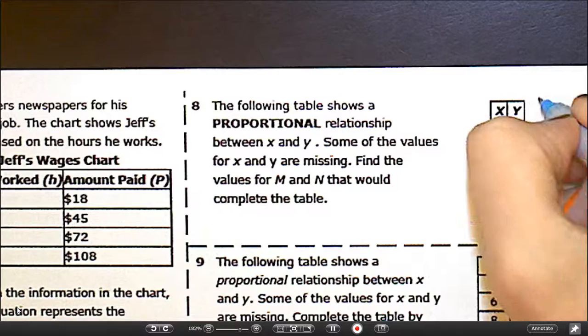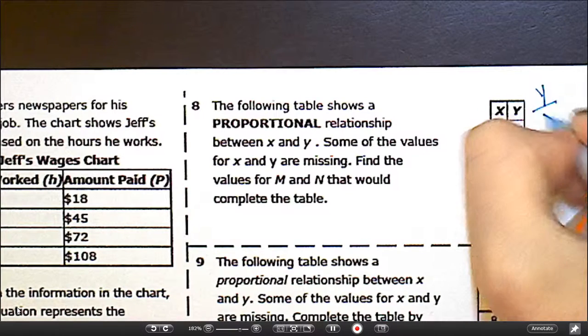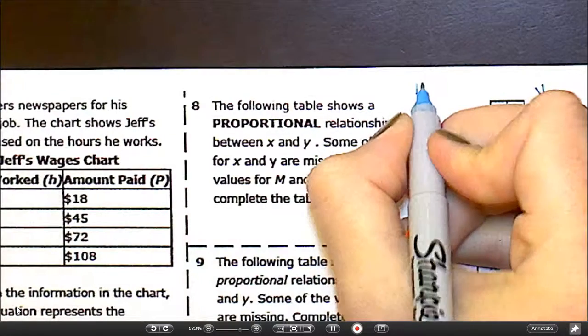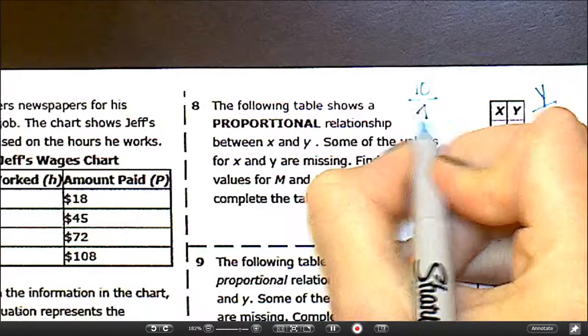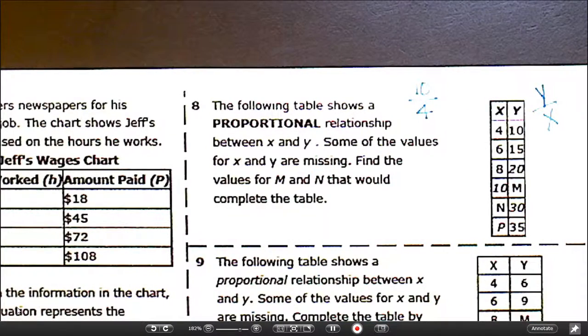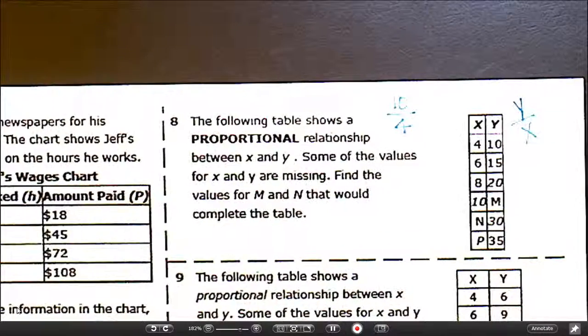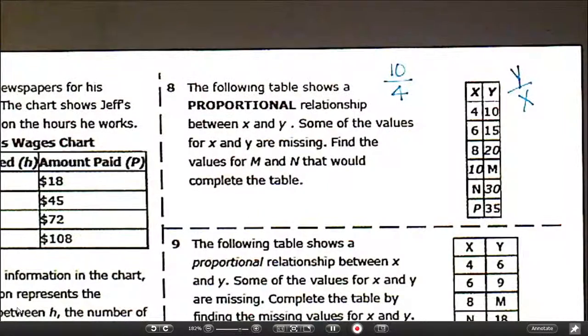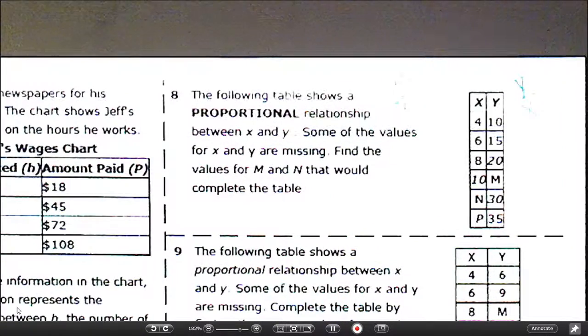So I know that I can take y over x and set up a proportion. So let's just go ahead and prove really quickly why this is proportional. I can take that point 4, 10, so 10 over 4, sorry, that's a little bit, there we go, that's better, I think.